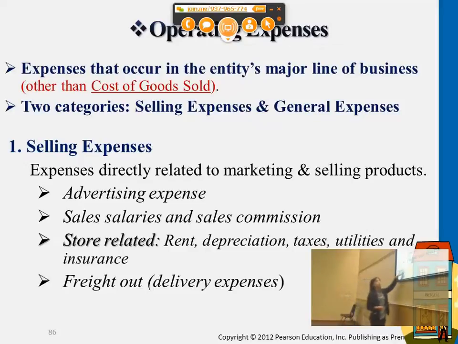Okay, remember we talked about freight-out delivery expenses? If our company sells products to a customer and we agree on FOB destination point, not the shipping point one, then we are the party, the seller, that is in charge of freight charges. So in this case, any freight cost that the seller is responsible for falls under delivery expenses. Again, this closely relates to the products, the selling cycle or purchases cycle, so it falls under selling expenses.